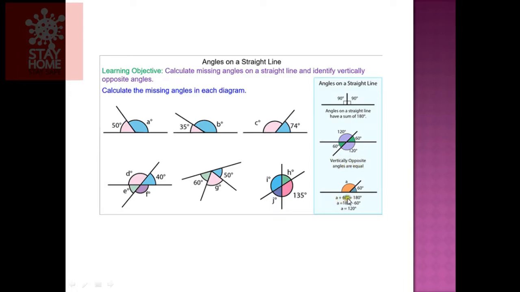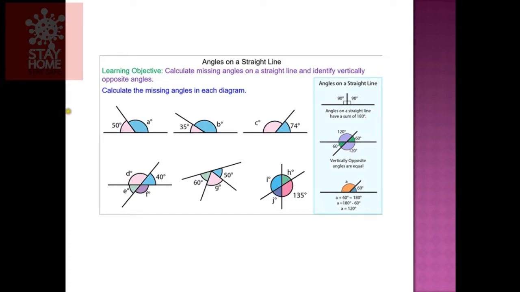A plus 60 degrees is equal to 180. This A and this 60 make 180 degrees. So when you bring the 60 to the other side, it will be minus, so A is equal to 120. Now calculate the missing angles in each diagram. From here to here is 180. If this is 50, it will definitely be 130 degrees.